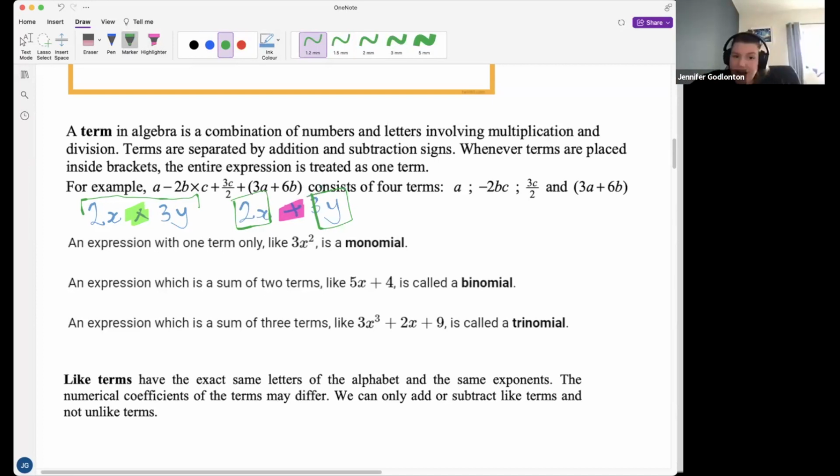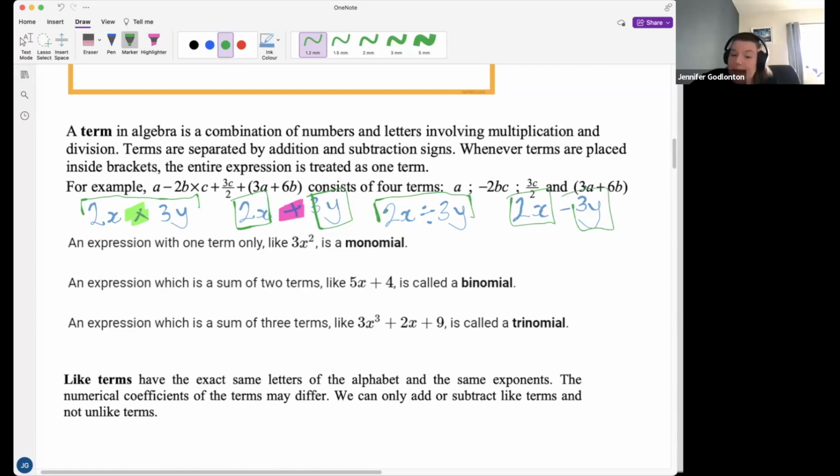Same works with divide and minus. If I have 2x divided by 3y, that divide sign binds them together. So when I have a division, this is going to be one term. And if I had a minus sign, so if I had 2x minus 3y, then that's going to be two terms.